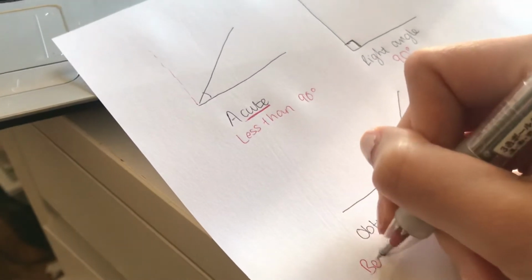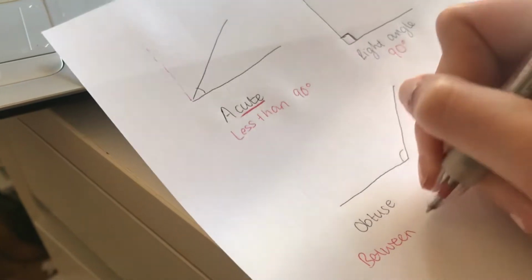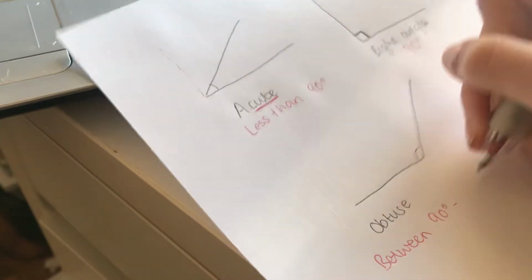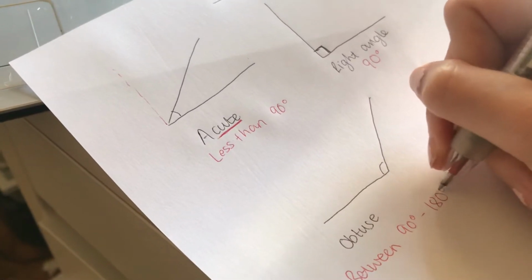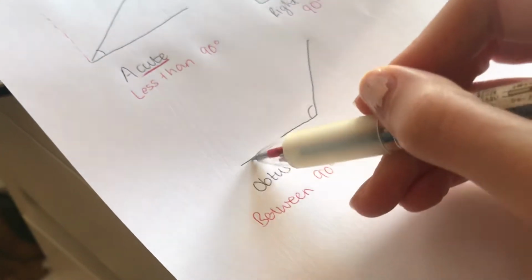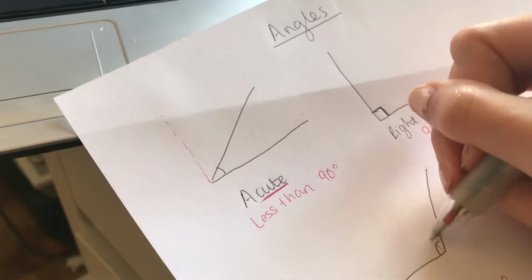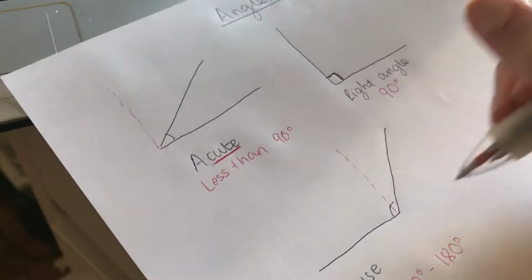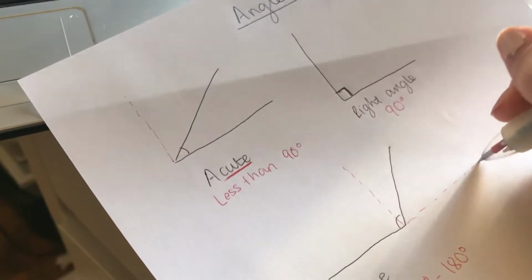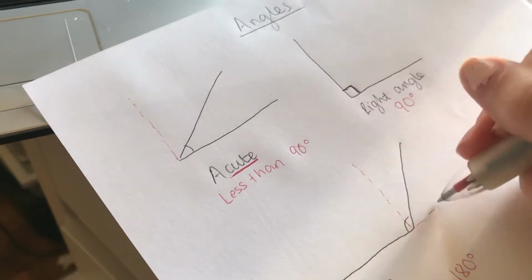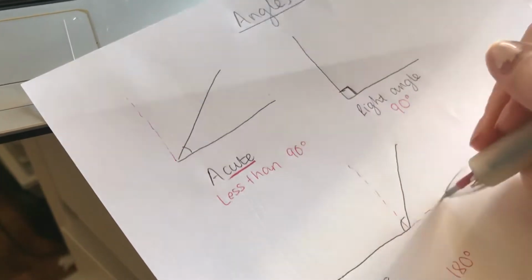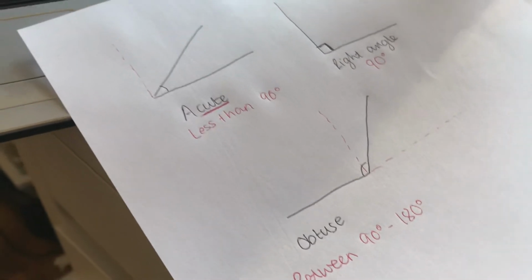So that's between 90 degrees to 180, because 180 will be our straight line. So we're looking for anything between here and here, and a line anywhere between here and here would make it an obtuse angle.